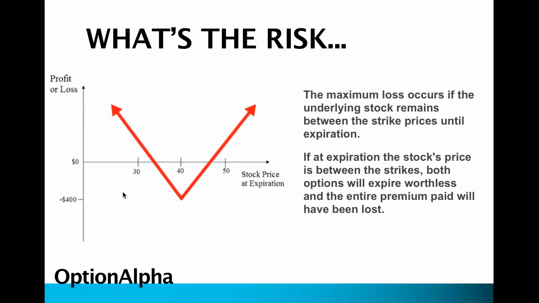So what's the risk here? Well, the maximum loss occurs if the underlying stock remains right where it is at expiration, so right at the strike prices. The maximum risk would occur if the stock closes and doesn't move anywhere. It just closes right at 40 in our example. In this case, we'd hit the lowest point on our payoff diagram here, and that would be our maximum loss. In this case, it would be $400. So if at expiration the stock's price is at the strikes, then both options expire worthless, so you lose the money that you outlaid to purchase the strategy.